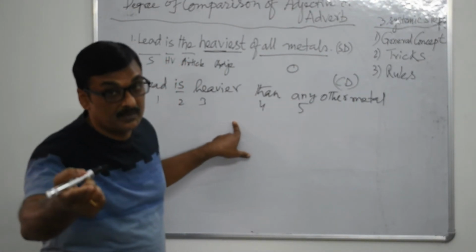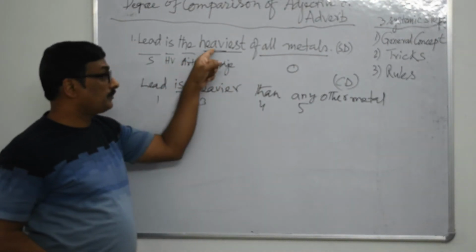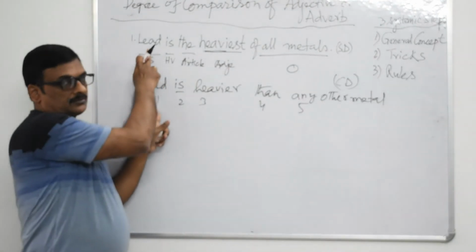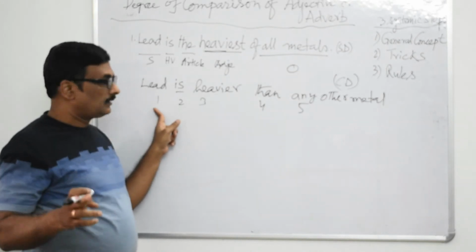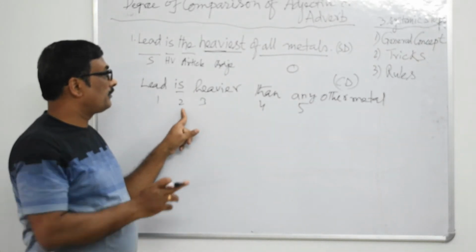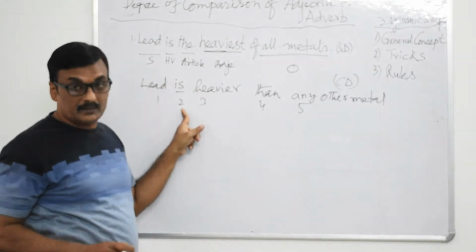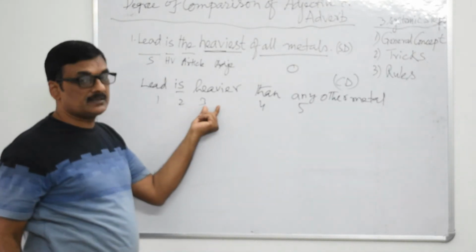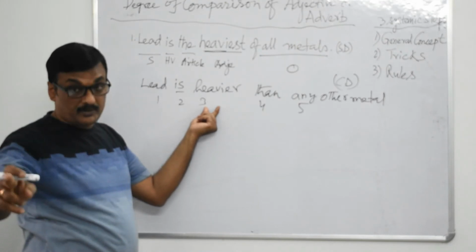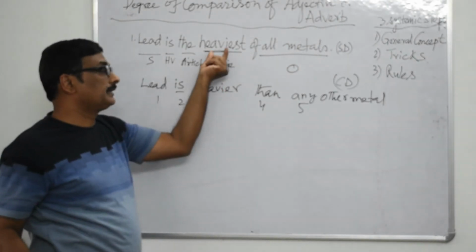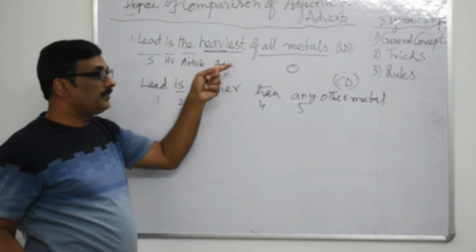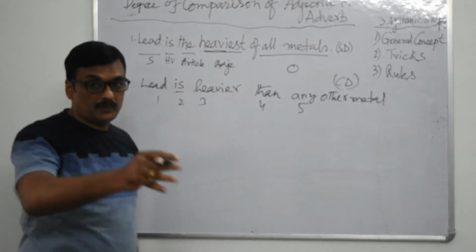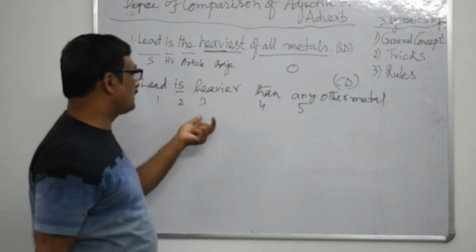What is the rule of comparative degree? How to solve? From superlative degree, number 1, we can use the subject of superlative degree in number 1 place. Number 2, helping verb of superlative degree will come down directly to number 2. And number 3 is the comparative form of the adjective used in superlative degree. Heavy is the positive form, heavier is comparative form, heaviest is superlative form. So lead is heavier.